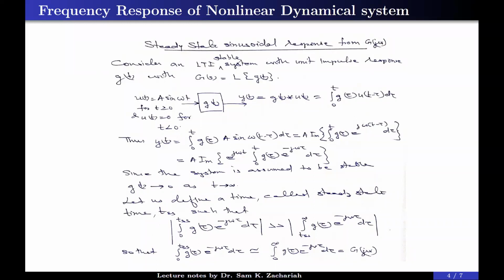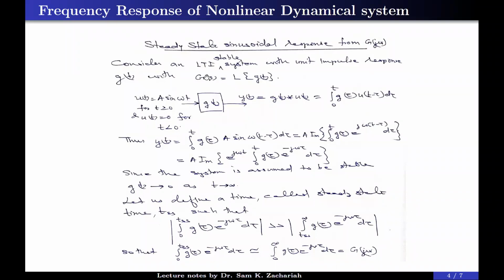Who told tau is a constant? See the explanation for this expression for the convolution integral. Integration is with respect to tau only. Tau is a variable, not a constant. You might have confused it with some time constant, something like that. Here it's a variable.